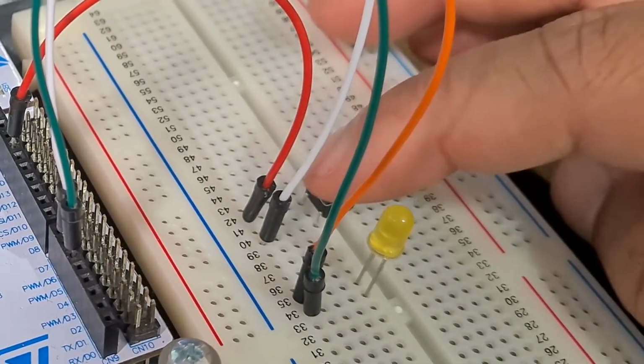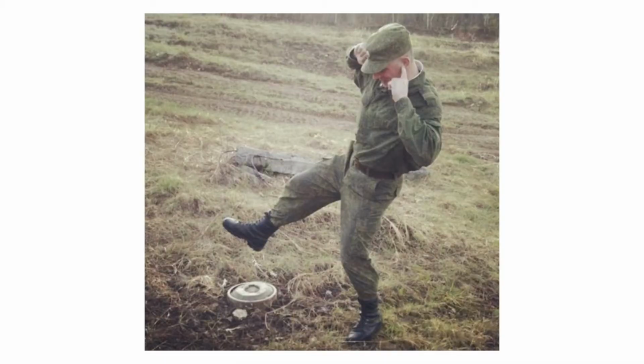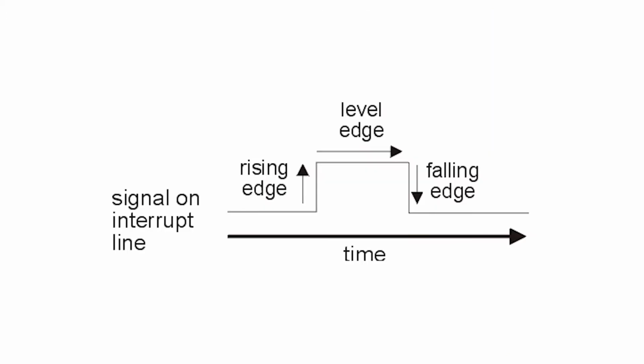So if you think about, for example, those mines that they have in the fields in wars that you step on, when you step on it, it doesn't blow up immediately, right? That's by design. It only blows up once you lift your foot off of it. And you do have mines that, for example, blow up as soon as you touch them. So yeah, our push button is not a mine, but it works in a similar kind of way. That's how you can understand rising edge, level edge, and falling edge.